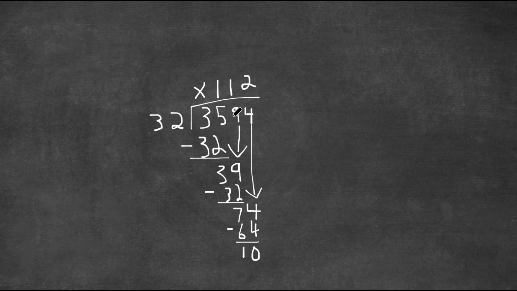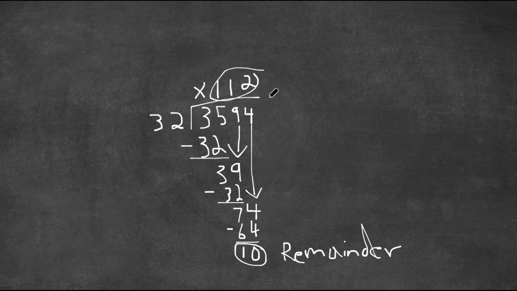And now, as you can see, 32 can't go into 10 because it's greater than 10. However, we still don't have anything to drop down. So what are we going to do? Well, the answer to this problem is simply 112 with a remainder of 10. This is our remainder. So our answer is 112 with a remainder of 10. And that's how you do long division.